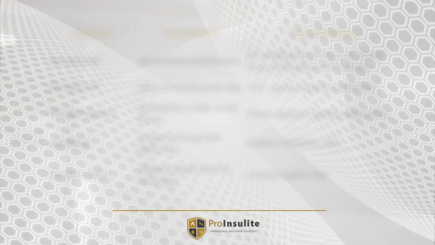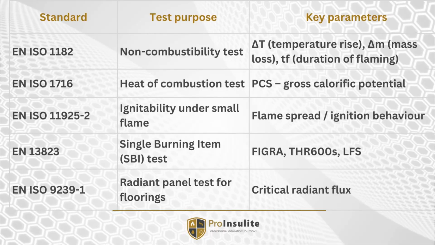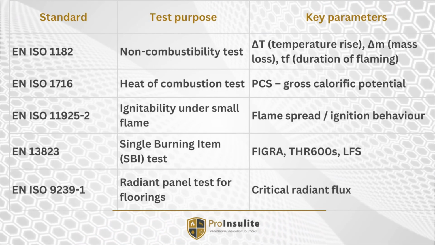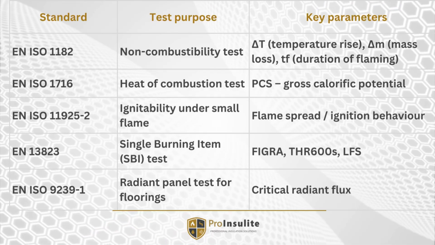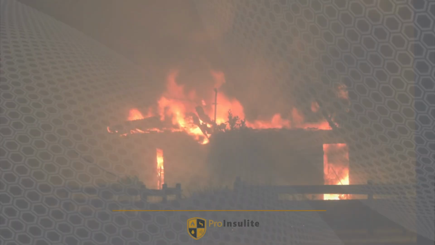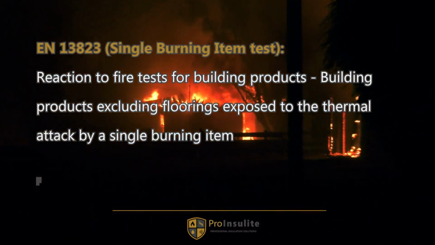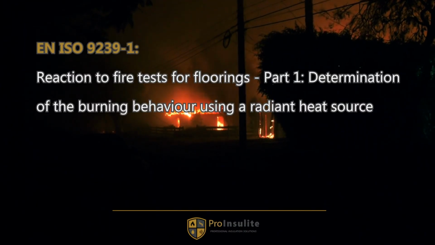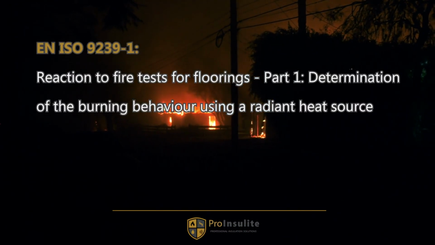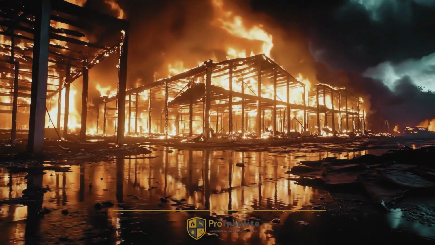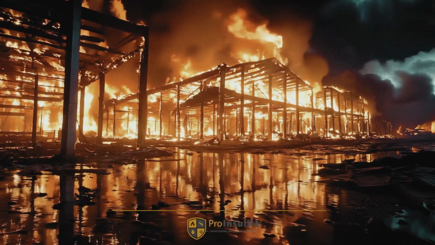Multiple test standards are used because products behave differently in fire. For this reason, EN 13501 Part 1 assigns different test routes. Most construction products rely on the single burning item test EN 13823. Flooring products instead use the radiant panel test EN ISO 9239-1. Each test isolates a distinct aspect of fire behavior.